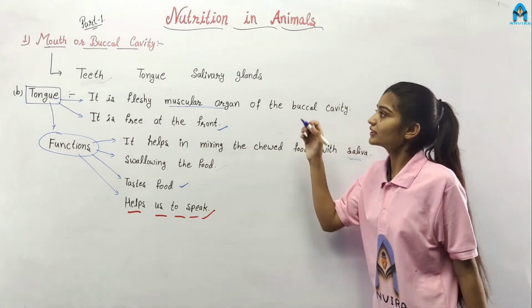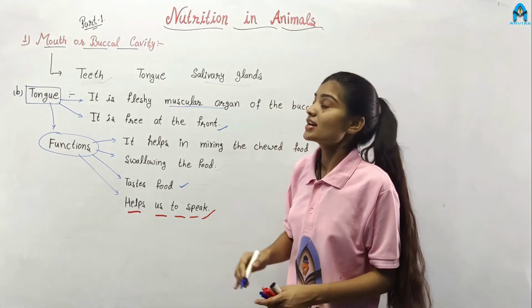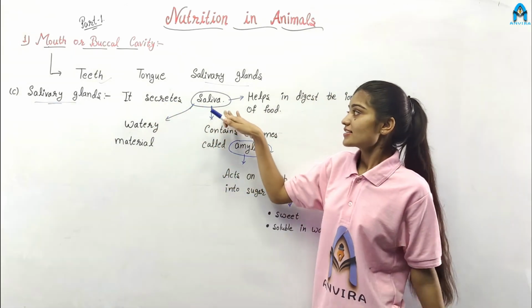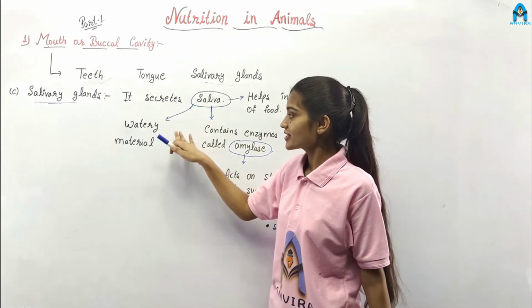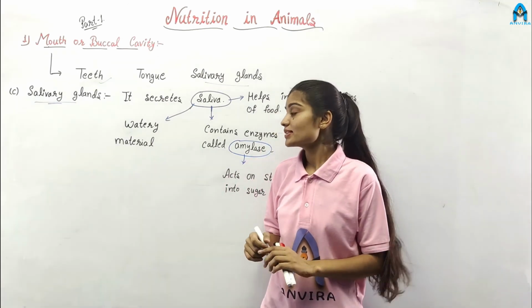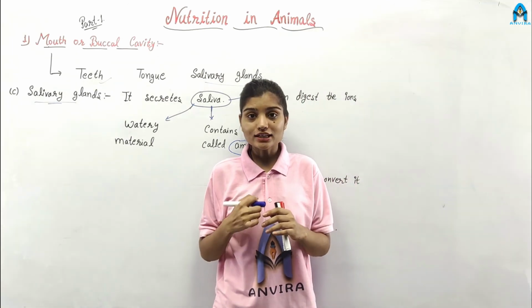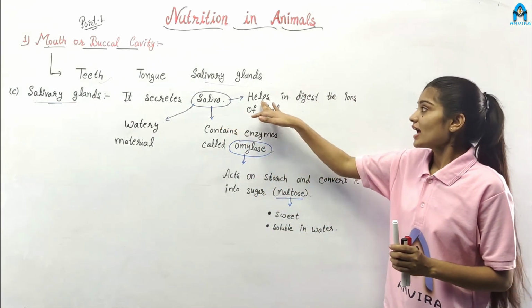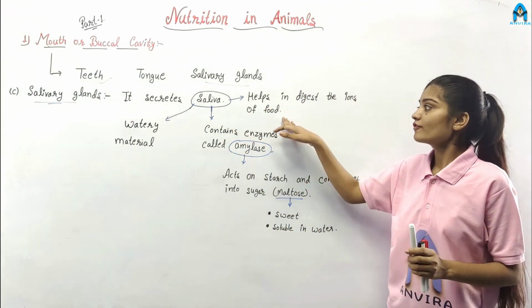And now we come to the third part of our mouth, which is the salivary glands. And salivary glands secrete saliva. And saliva is a watery material of our mouth. That means the liquid which is present in our mouth is nothing but saliva. Saliva helps in digesting the food.